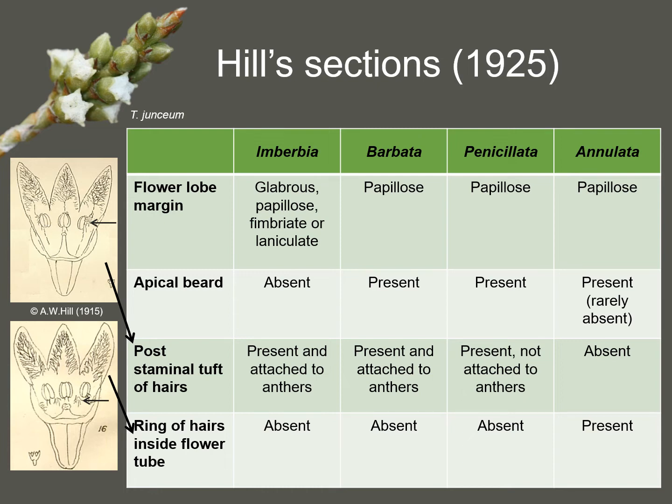I would just like to point out here that when we refer to the post-staminal tuft of hairs, we refer to these very small hairs behind the anther, and when we refer to the ring of hairs inside the flower tube, we refer to these small hairs that alternate with the stamens. The ring of hairs inside the flower tube are only present in species in the Cape, so it's only the first 3 characters that are applicable to the summer rainfall species.